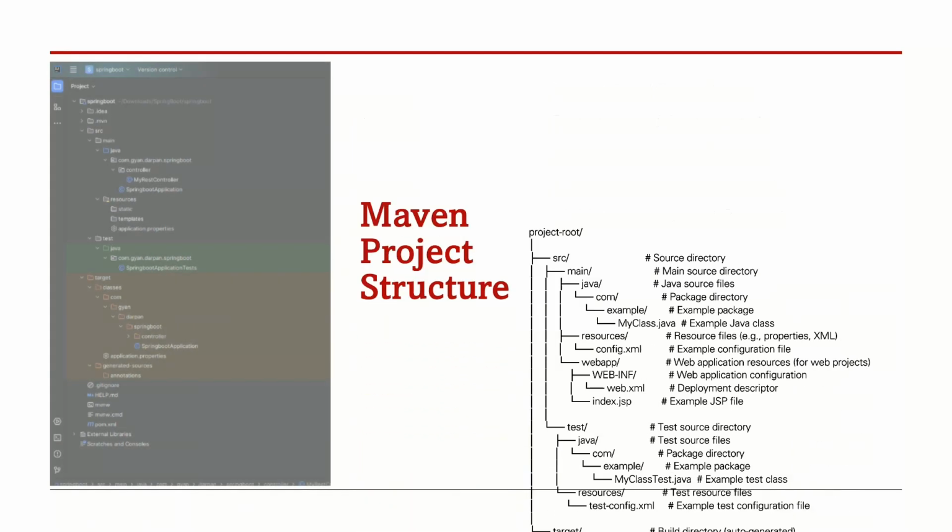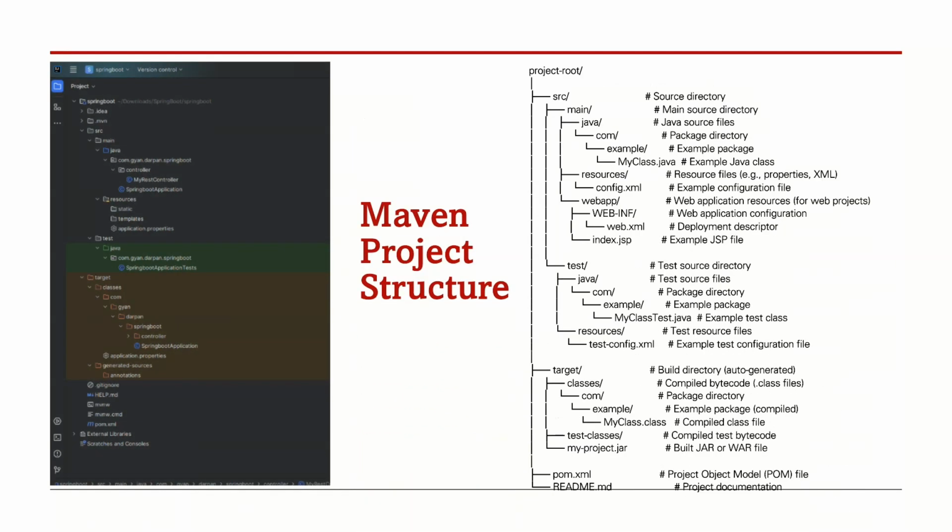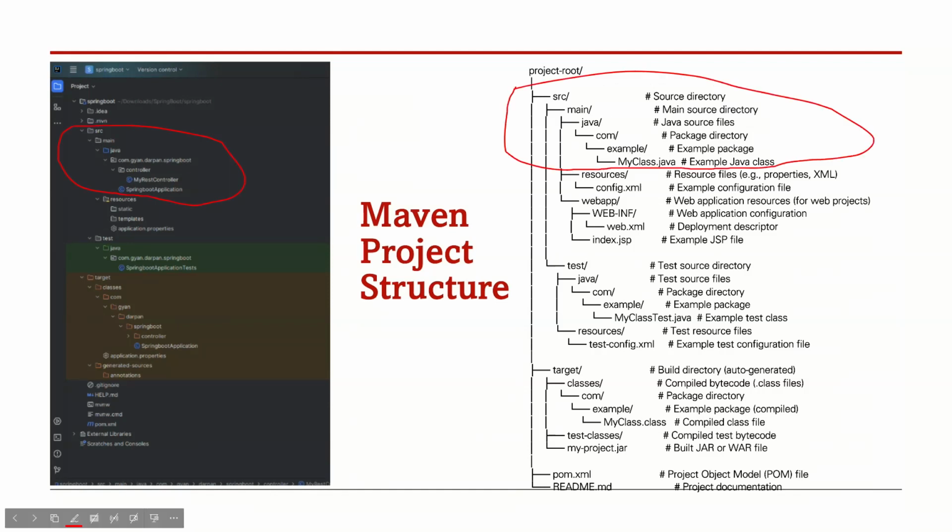Okay, let's understand the Maven project structure. A Maven project structure typically follows a standardized layout, which helps developers easily understand where to place source code, resources, and configuration files. src/main/java. This directory contains the main Java source code for the project. Java classes and packages are organized according to the project's package structure.